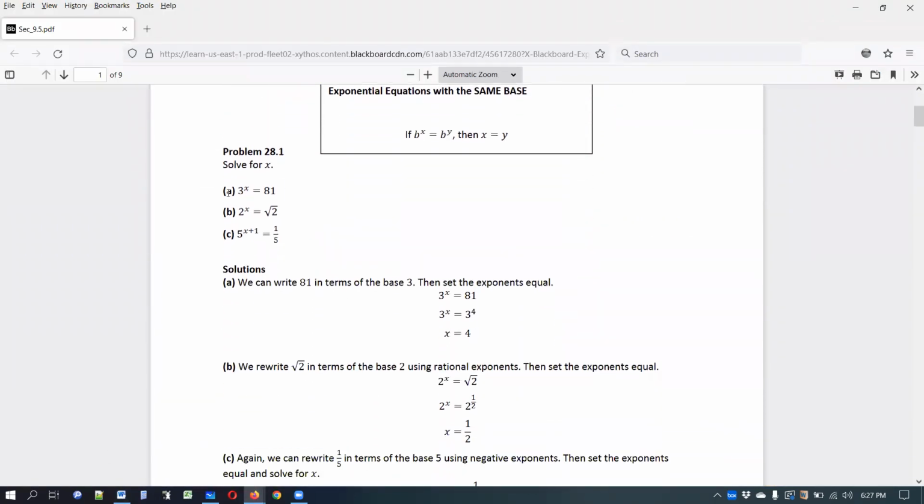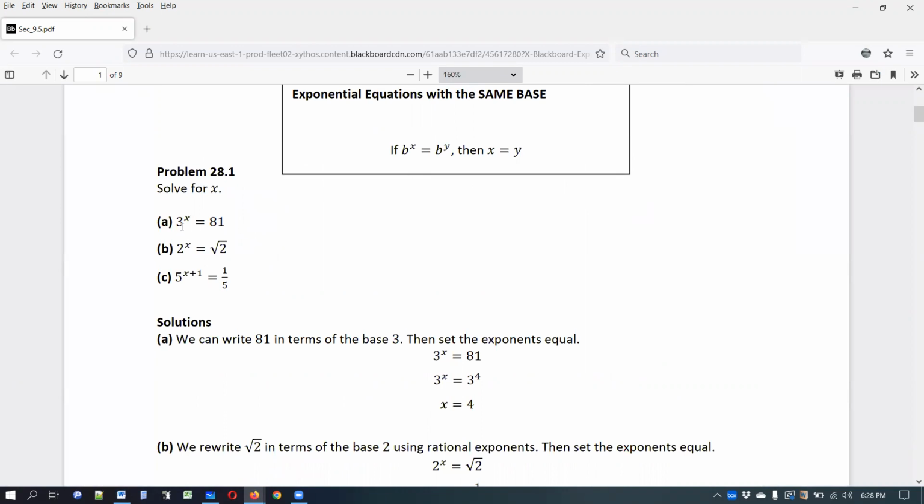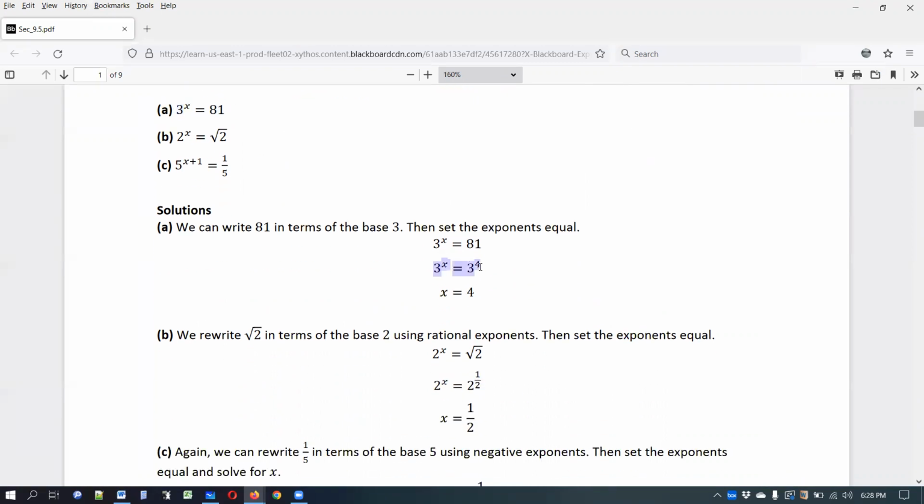Here is problem 28.1. Let's take a look at the first problem, where I have 3 to the x equals 81. It looks like the bases are not equal, right? This is a 3 and this is 81. However, the 81 can be made into a base 3, and this is what we have to do. So we turn 81 into something with the same base as the number on the left.